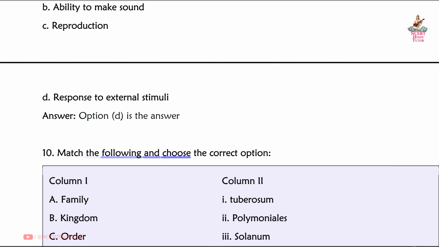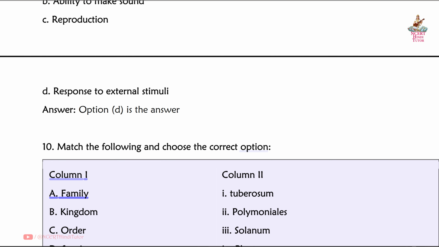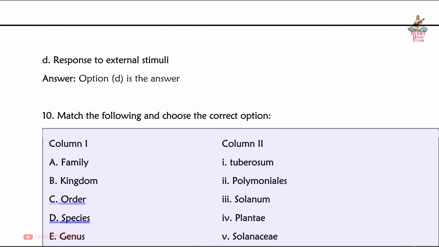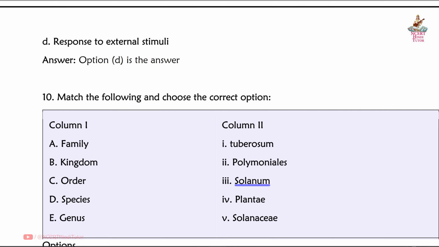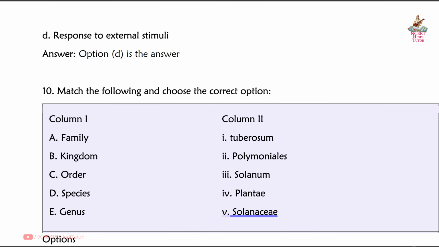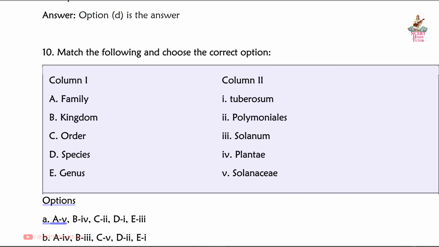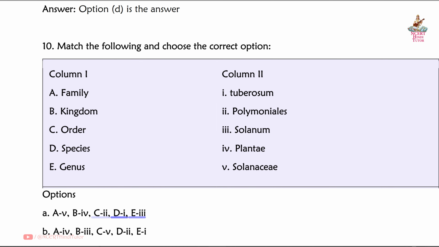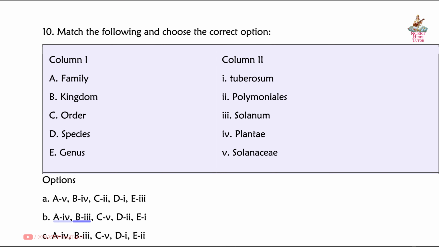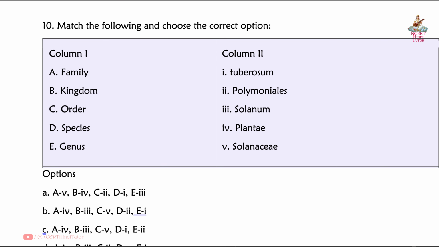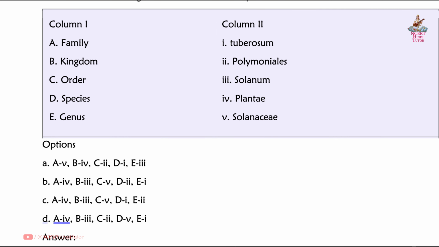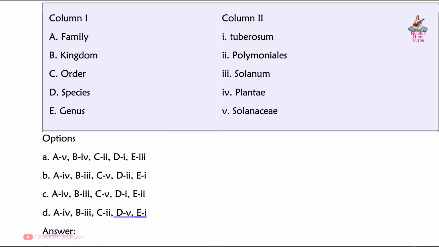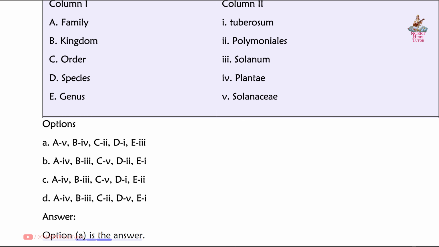10. Match the following and choose the correct option. Column I: A. Family, B. Kingdom, C. Order, D. Species, E. Genus. Column II: 1. Tuberosum, 2. Polymoniales, 3. Solanum, 4. Plantae, 5. Solanaceae. Options: A. A-5, B-4, C-2, D-1, E-3. B. A-4, B-3, C-5, D-2, E-1. C. A-4, B-3, C-5, D-1, E-2. D. A-4, B-3, C-2, D-5, E-1. Answer, option A, is the answer.